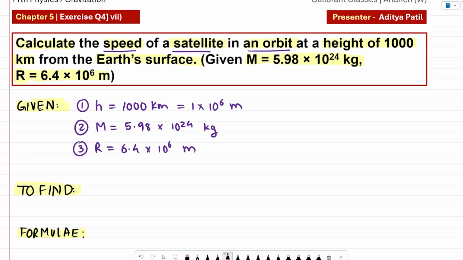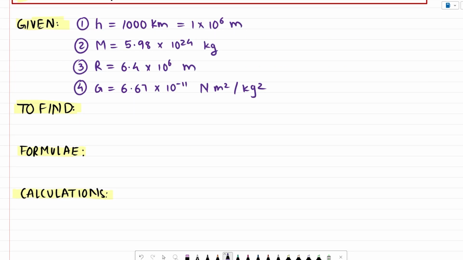And fourth quantity, which we will use in the calculation department, is the value of our universal gravitational constant, and we know this value by heart. So it is always 6.67 into 10 raised to minus 11, and the units are Newton meter square per kg square. So based on all this, we have to find the speed of the satellite in its orbit.